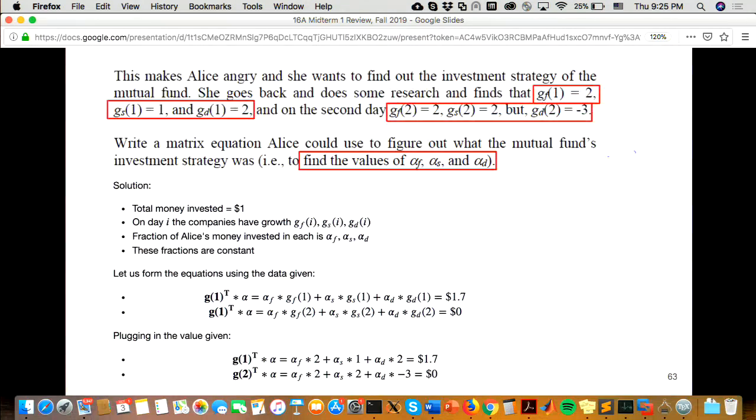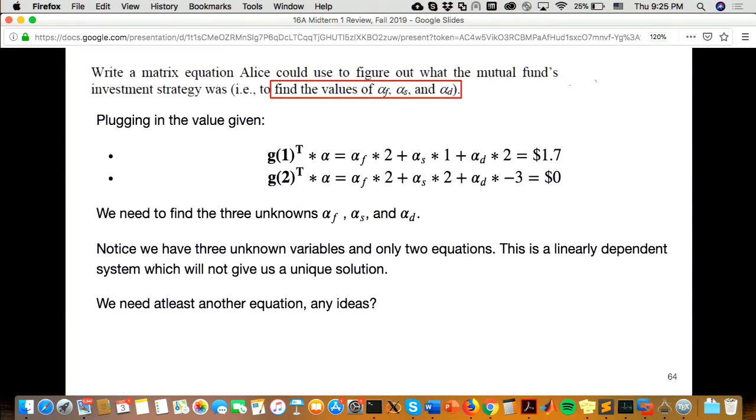So let's use the information from the first part and just plug it in. So those equations, we plug in the values that were given, and we get those 2 equations. All good? Nice. Now, we need to realize that we have 3 unknowns, all the 3 alphas that we have to find out. But we only have 2 equations and 3 variables. So, this is a linearly dependent system, and we can't find a unique possible solution. But we need to. So, can someone think of one more equation?